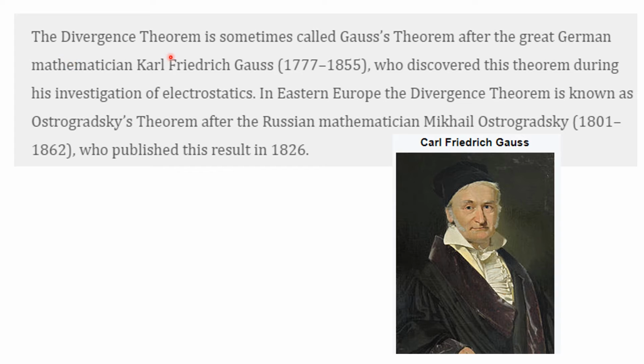Now, the divergence theorem, which wasn't really mentioned yet, is sometimes called Gauss's theorem after the great German mathematician Carl Friedrich Gauss, who discovered this theorem during his investigation of electrostatics. There's actually some debate as to whether he discovered it, or whether it was discovered before by Lagrange, but he certainly was the first one to give a proof of it. And also there are Russians who feel that they also discovered it first. But anyway, this is the divergence theorem.